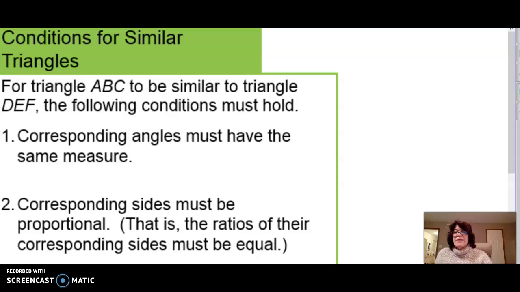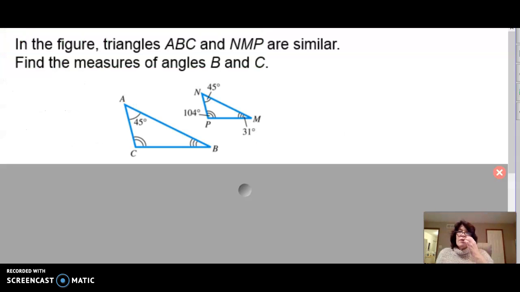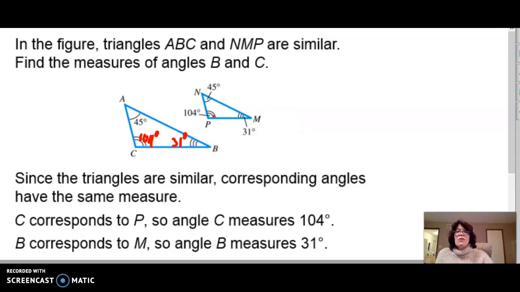Similar triangles have these conditions that need to be met. Corresponding angles have to have the same measure. Corresponding sides aren't the same, but they have to be in proportion. Their ratios must be equal. So for example, if they tell me that these are similar triangles, then I know that the corresponding angles are exactly alike. So this has to be 104. They're exactly the same. This has to be 31. I know that. They're similar. All the angles are the same. As soon as you know that, then the angles that correspond with each other are the same.